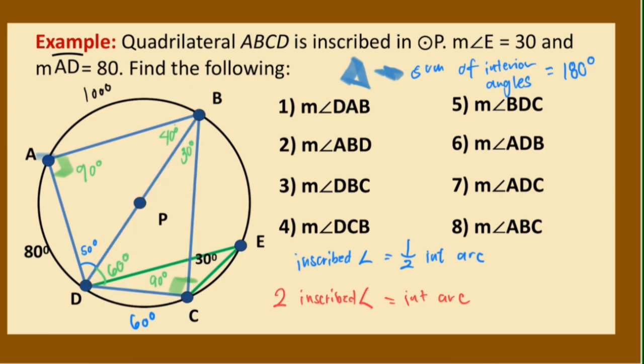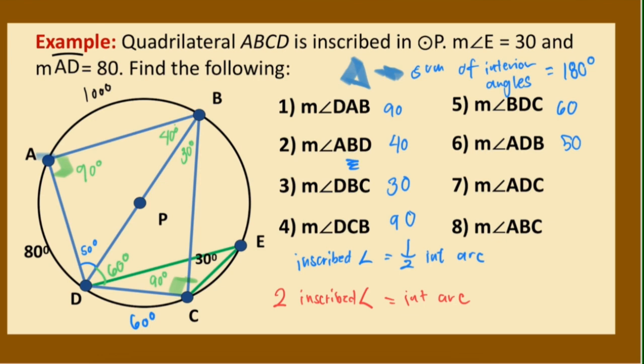I think that's more than enough. Let's see the measurements. Angle DAB is 90. ABD is 40. That's how it is, guys. The middle letter is the vertex, so that's the angle. DBC is 30 degrees. DCB is 90. What's next? BDC, that's 60. ADB, that's 50. How about ADC?